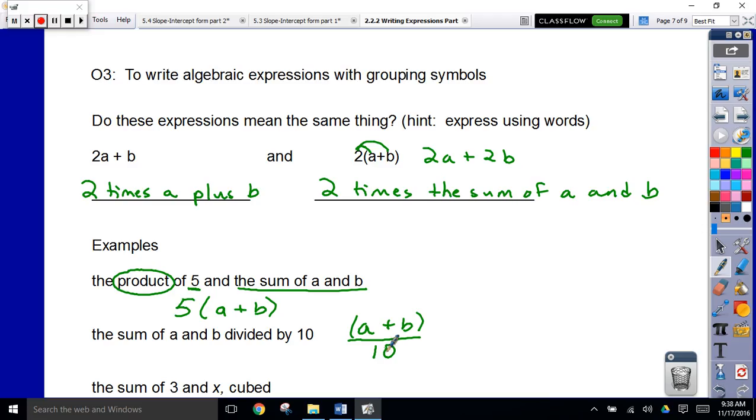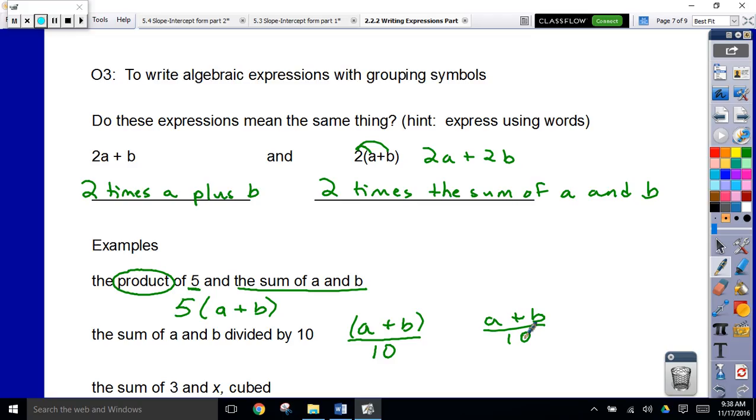Okay, you have the right idea, Mackenzie. I just want to get away from using that division sign. You actually don't even need to put the parentheses up here. You could just write a plus b over 10 because a fraction bar does work as a grouping symbol. What about the next one?